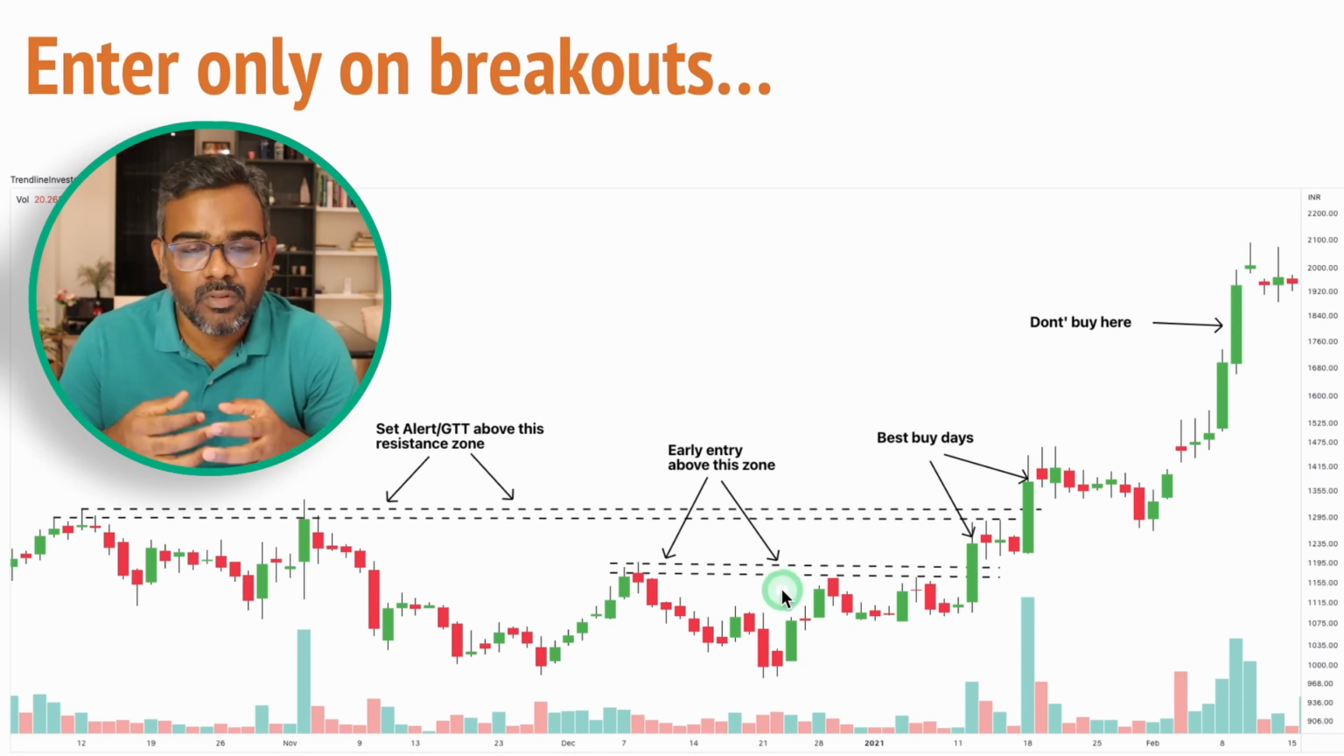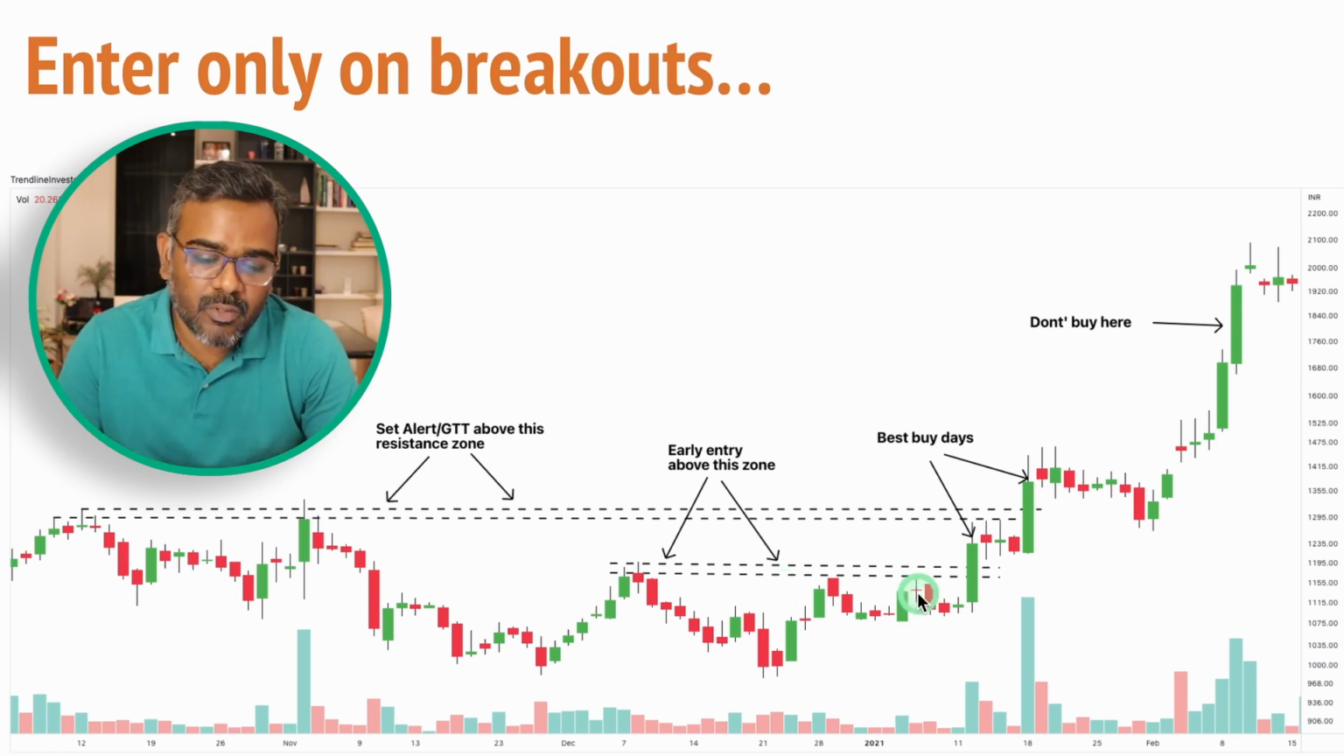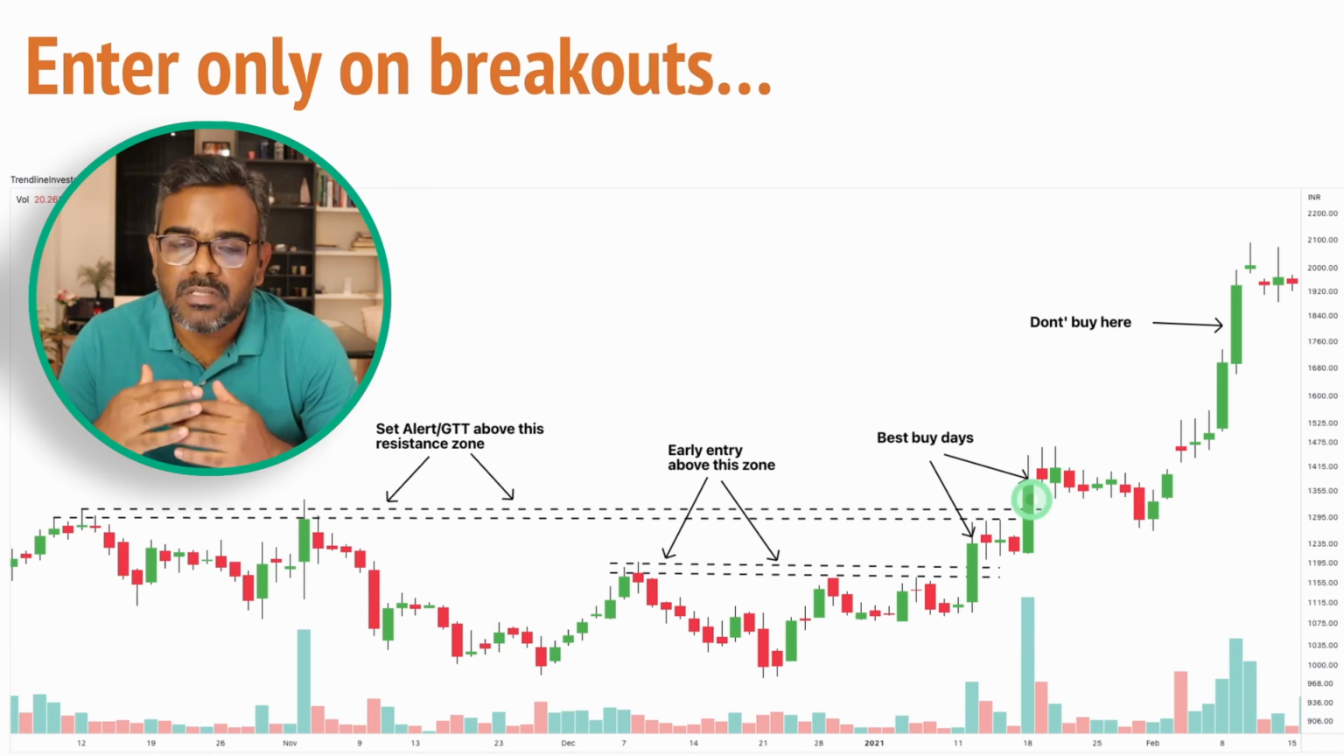So remember, the more the number of times the price has been rejected from a particular zone, that becomes a very strong zone. And when the price breaks out of that zone, you want to keep an alert, probably 1%, 2% above that zone, and try to buy the first breakout here or either here, right? Now, that's the very, very first important rule, to set an alert either on Zerodha or on TradingView, and ensure that you are alerted the moment the stock crosses that zone.